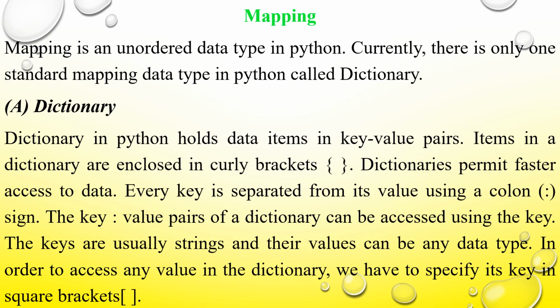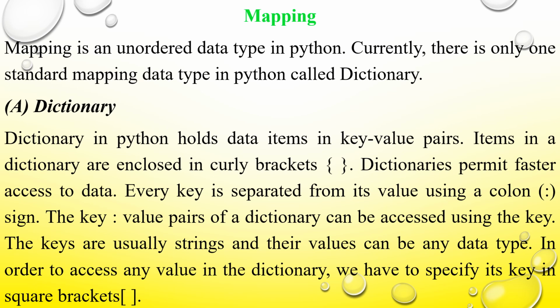Mapping data type. A mapping is an unordered data type in the Python programming language. Currently, there is only one mapping data type in Python, and that is called a dictionary. What does dictionary actually mean? A dictionary in Python holds data items in key value pairs.